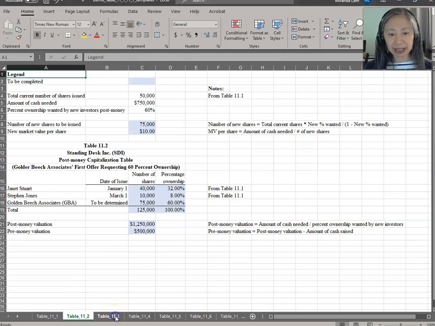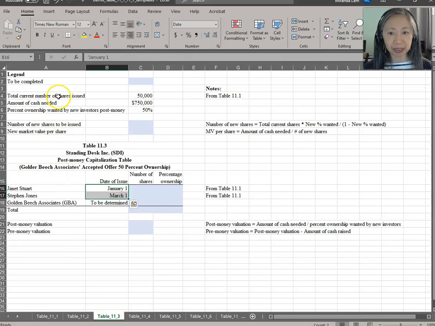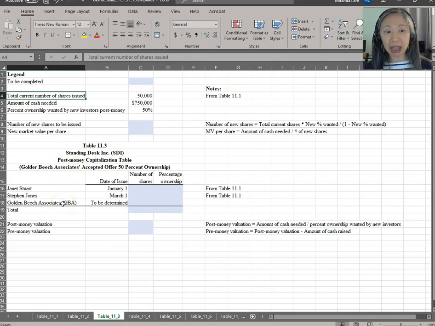And that is the story in table 11.3. So table 11.3 tells us the story that they went back to negotiate with GBA, and they make a counteroffer and say, we are willing to give up 50%, but not 60%. And this 50% is important because at 50%, they have equal ownership. So a future decision has to be discussed, and compromises may become necessary. Instead, if one of the investors has 60%, then GBA will be calling all the shots from then on. Okay, so table 11.3 is basically created exactly the same way as table 11.2.